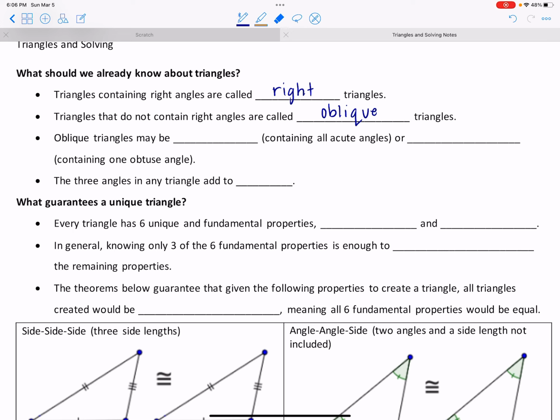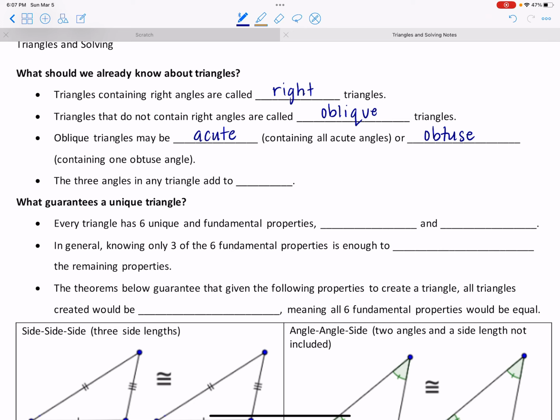In your oblique triangle, so your triangle that does not contain a right angle, you may have all acute angles, in which case that oblique triangle is called an acute triangle. Or it may be the case that you have one obtuse angle, in which case the oblique triangle would be called an obtuse triangle. So hopefully those sound familiar because they are forms of oblique triangles.